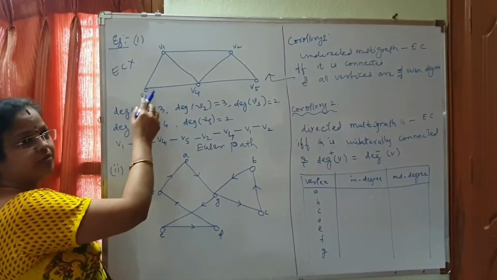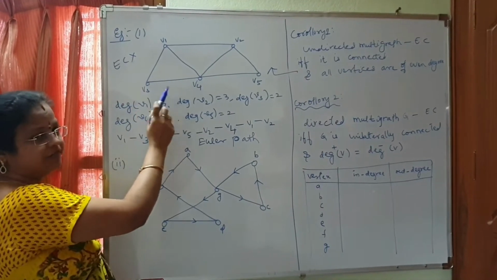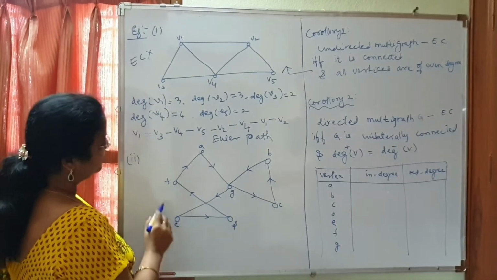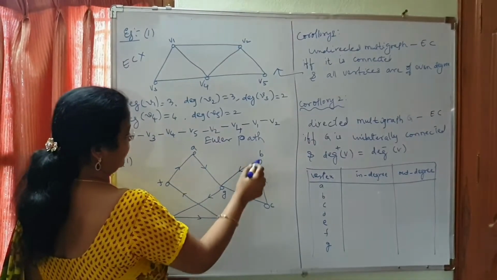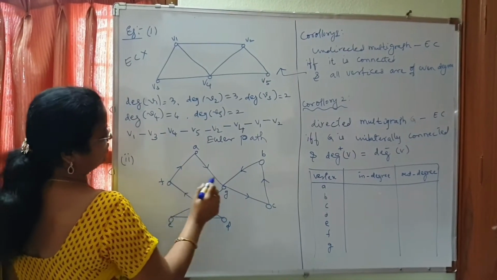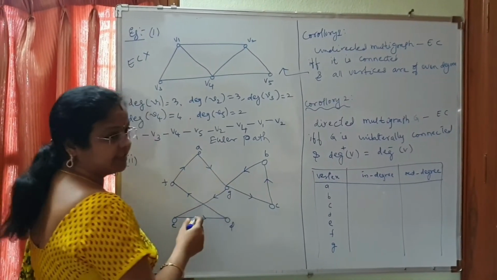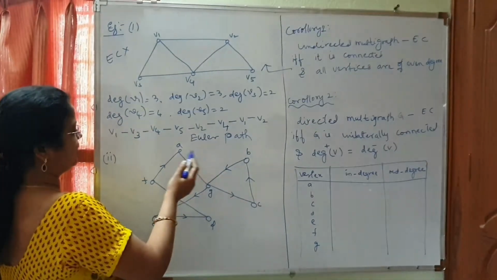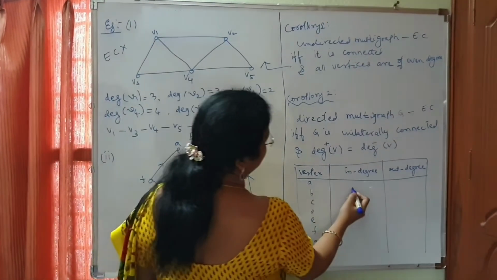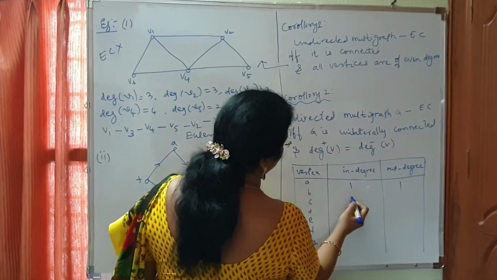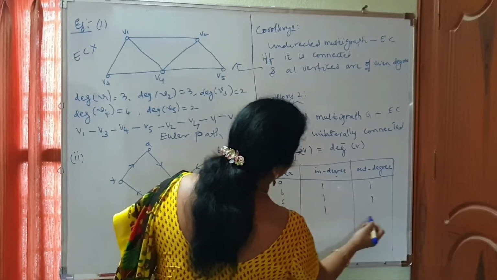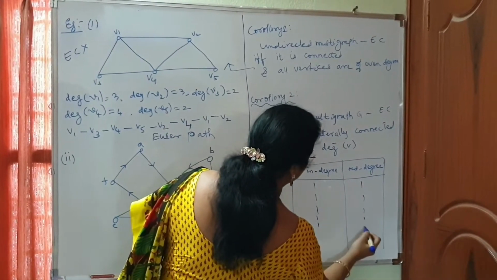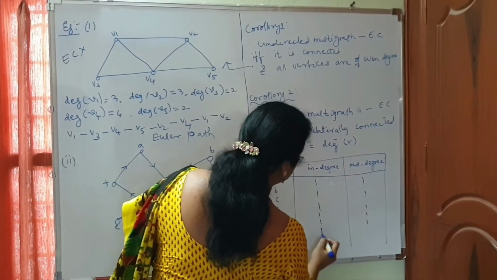Now, just now we have discussed an example of an undirected graph. Now I am considering a directed graph. If you see here, we have A, B, C, D, E, F, G. These are the vertices, and now I am going to write the in degree and out degree of each vertex. If you observe from the graph, the in degree of vertex A is 1 and the out degree is also 1. For B also you will have 1, 1, C 1, 1, D 1, 1, E also 1, F vertex 1.